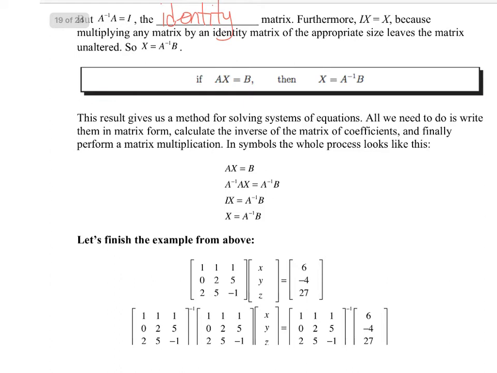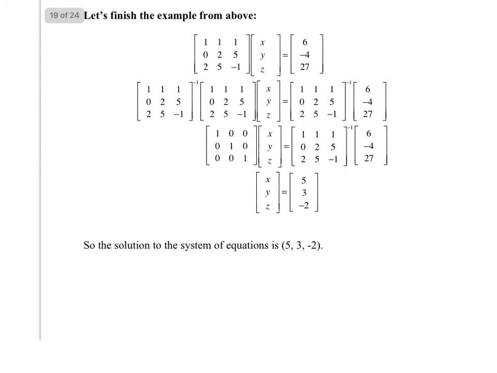So we put them in matrix form, we calculate the inverse, we multiply by the inverse on the left-hand side of both sides of the equation. That cancels out A on the left-hand side, leaving us with the identity times x, or just the x matrix, the variables. And on the right, A inverse times B will give us the values of those variables.